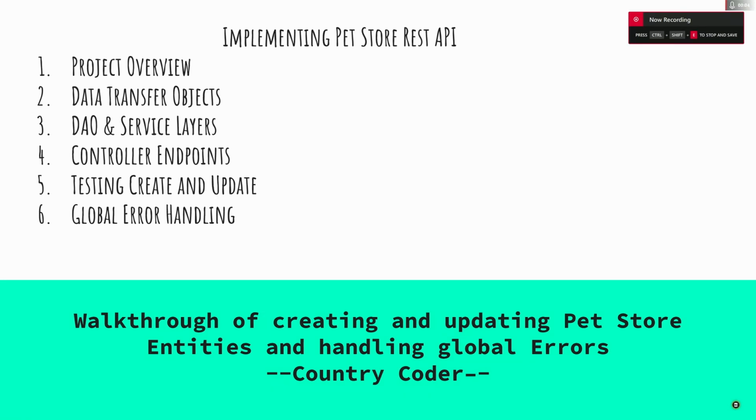I want to provide an update on a project I'm working on, the PetStore REST API that I started last week. We're going to do a brief project overview. We're going to look at some data transfer objects, the DAO and service layers, my controller endpoints. Then we're going to test the create and update functions, and then look at some global error handling. We're going to walk through creating and updating PetStore entities and handling global errors.